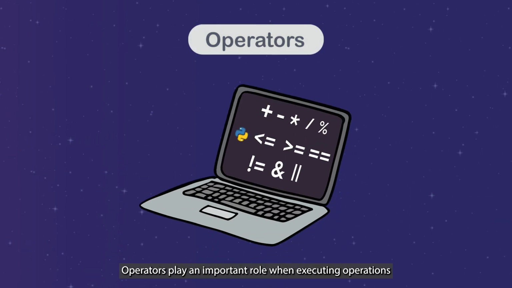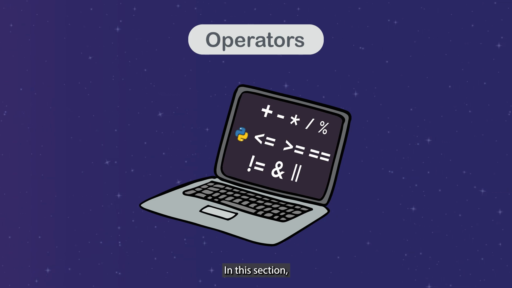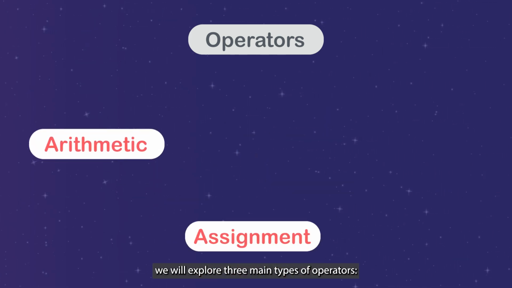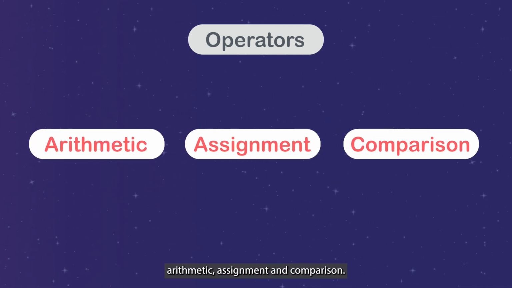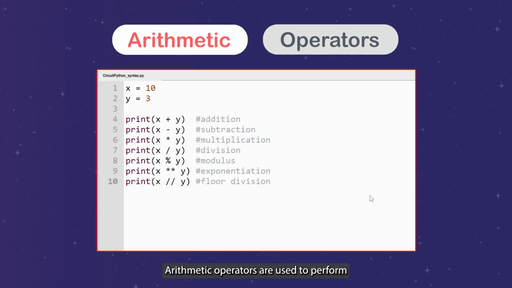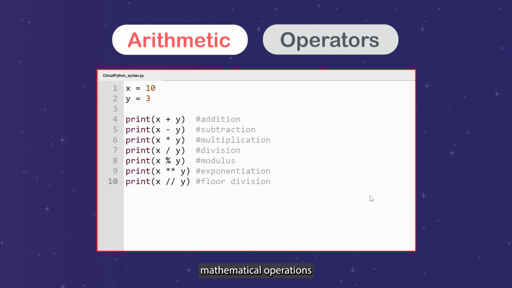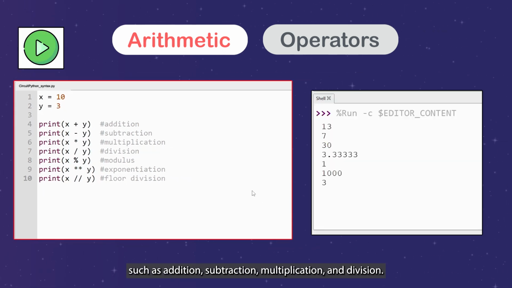Operators play an important role when executing operations on variables and values. In this section, we will explore 3 main types of operators: arithmetic, assignment, and comparison. Arithmetic operators are used to perform mathematical operations such as addition, subtraction, multiplication, and division.